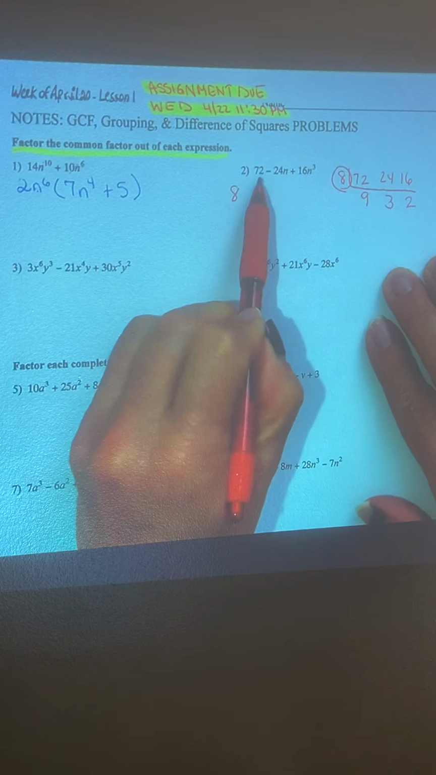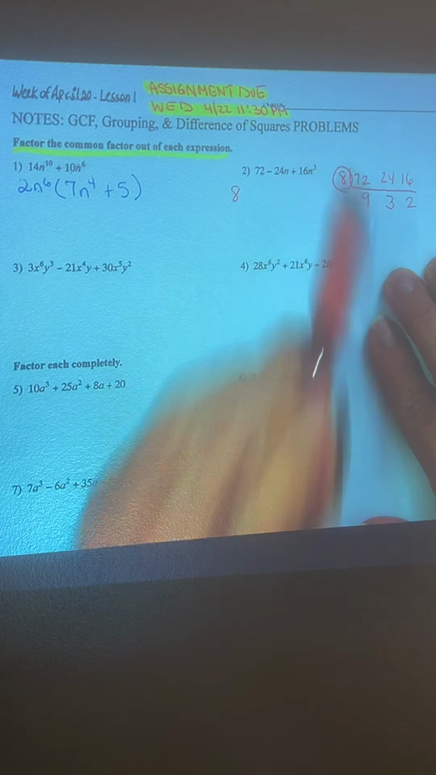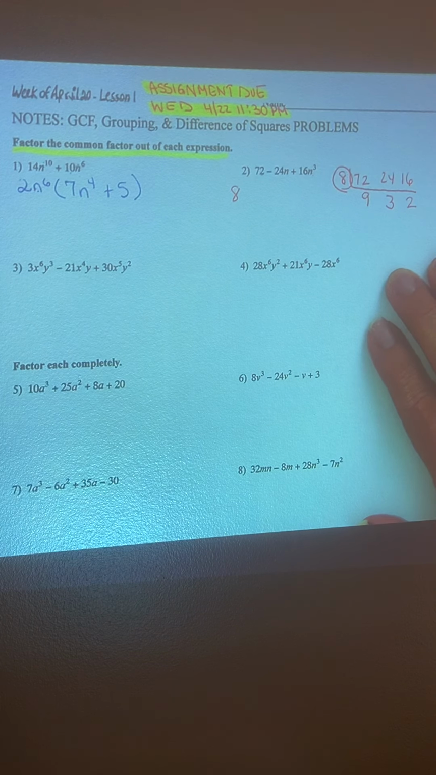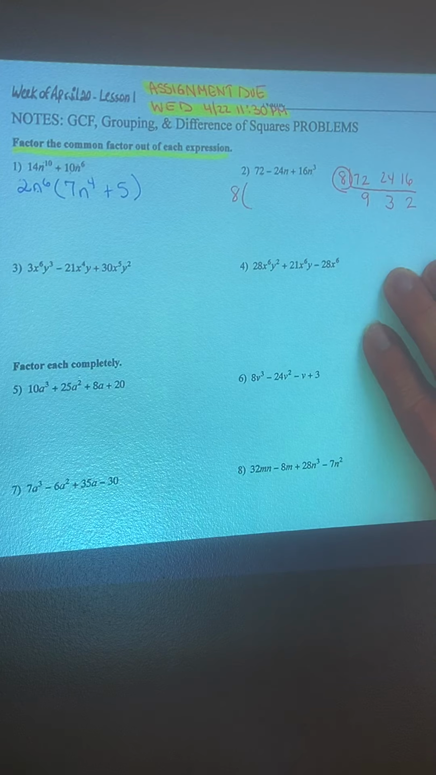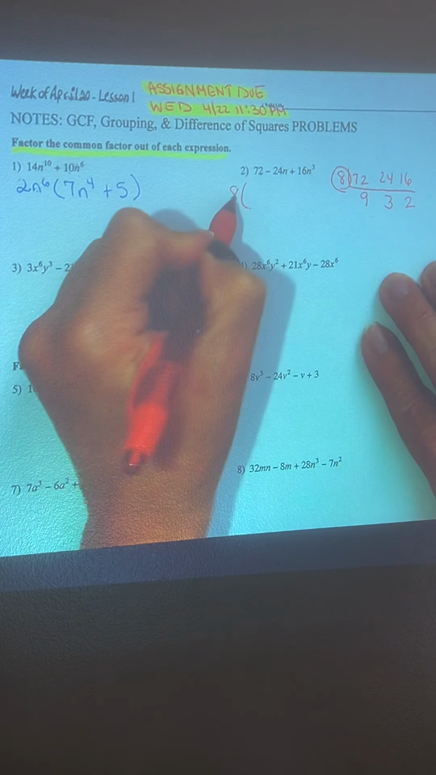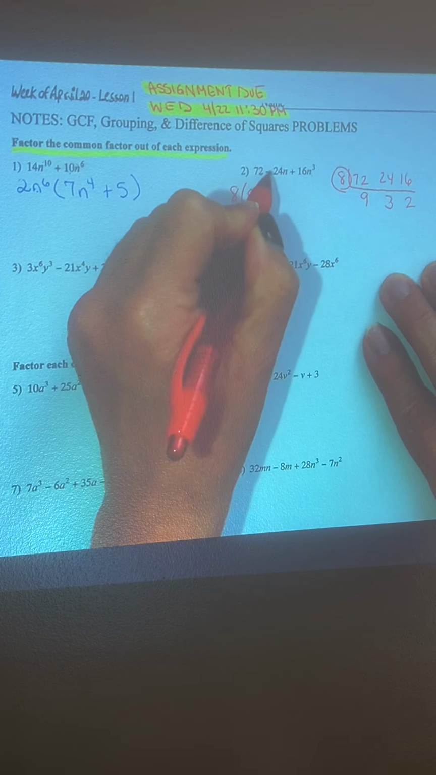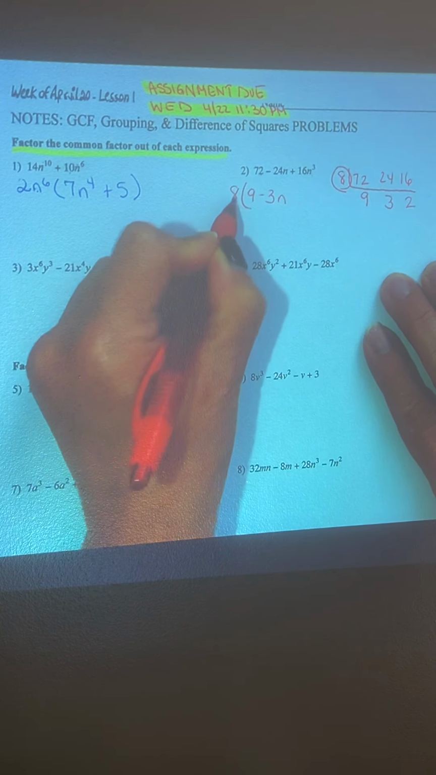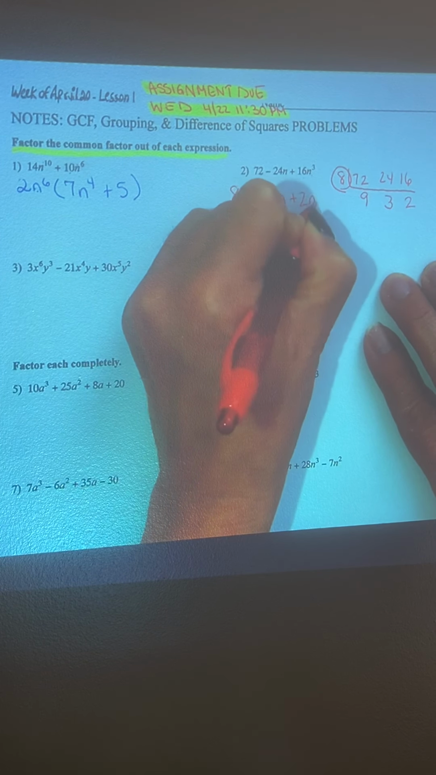I have n^1 and n^3. Remember, to take out the greatest common factor, it has to be in all 3 parts. We divide our numbers and subtract our exponents. 8 goes into 72 nine times. 8 goes into negative 24n, negative 3n. 8 goes into 16n^3, 2 and n^3.